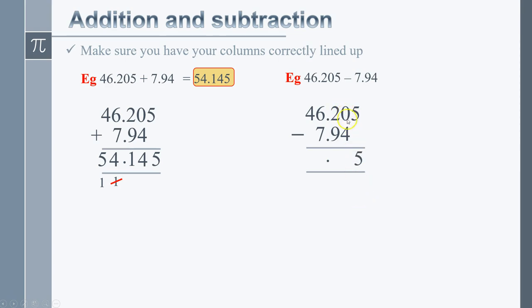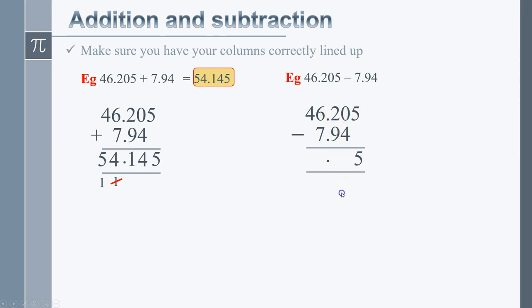Now we've got to do 0 take away 4. Now, we can't do that. Well, we could if we're going to use negative numbers, but in this technique, we're absolutely not doing that. What we've got to do is, so we've got 0 take away 4, I haven't got enough here because this number is bigger. So what I'm going to have to do is borrow some from here.